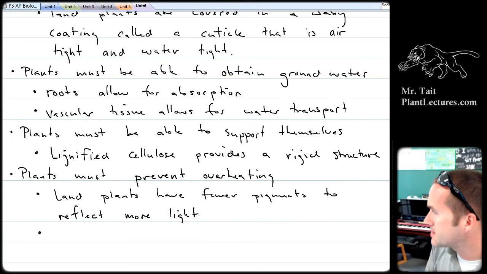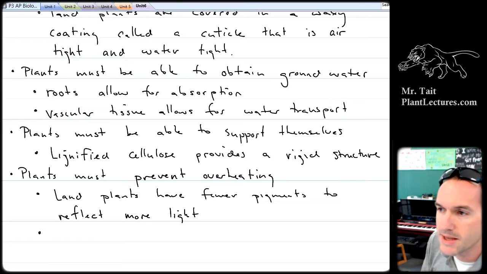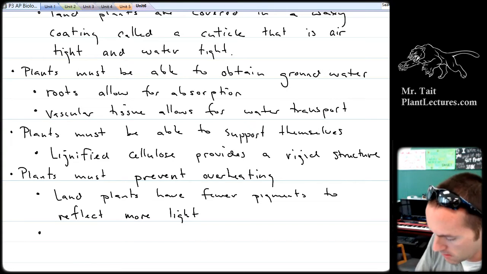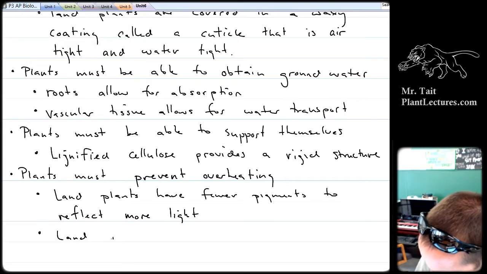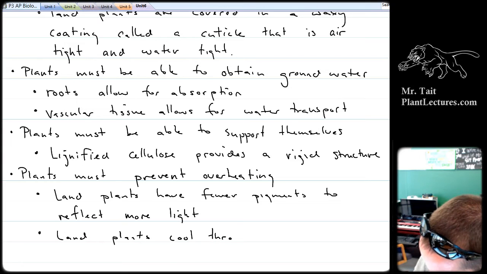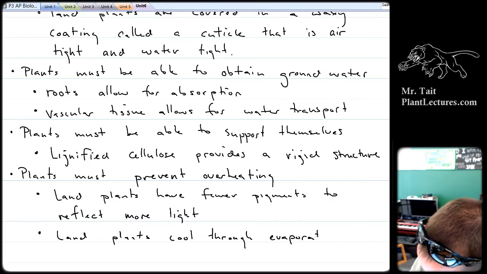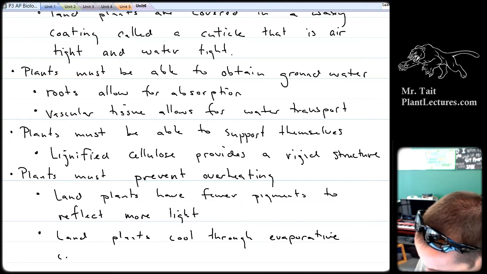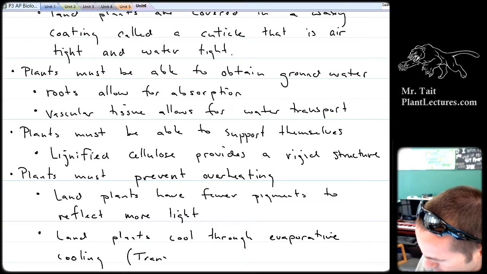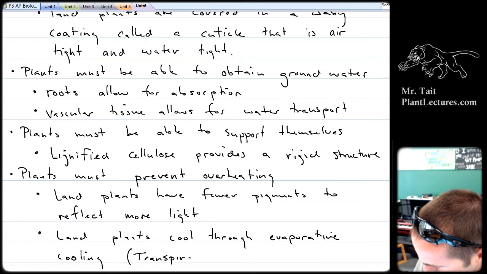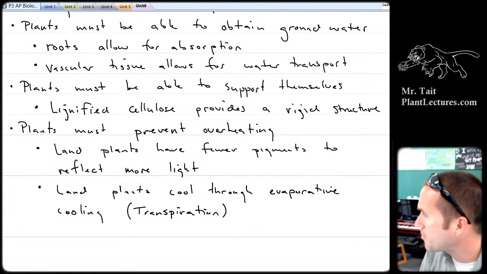The other thing that plants do is that they can cool themselves through evaporative cooling. They basically can sweat like we do, right? So land plants cool through evaporative cooling, which in plants we call transpiration. It's the process of water evaporating out of the leaves.